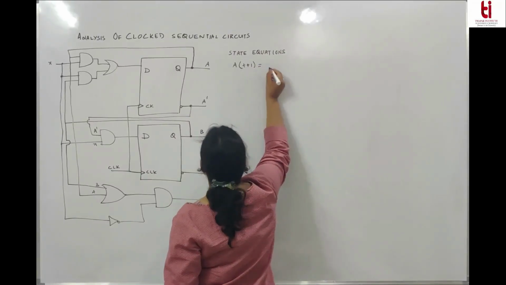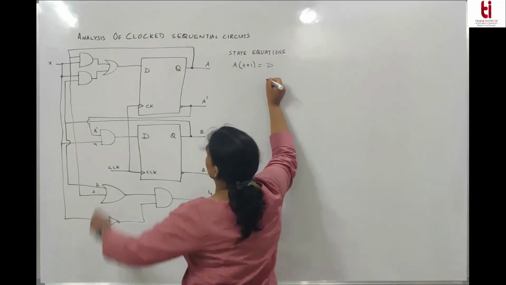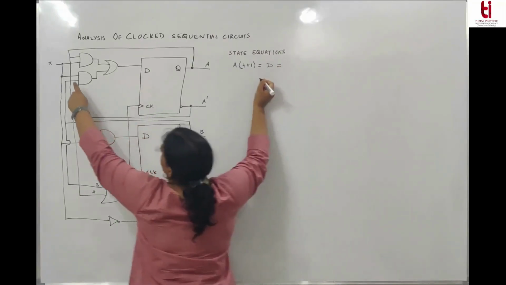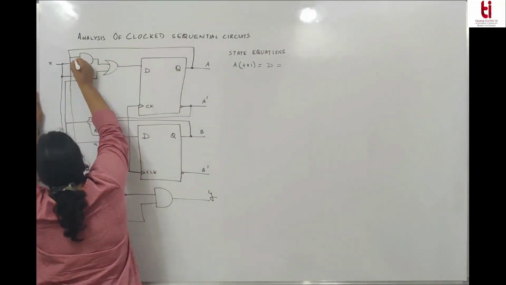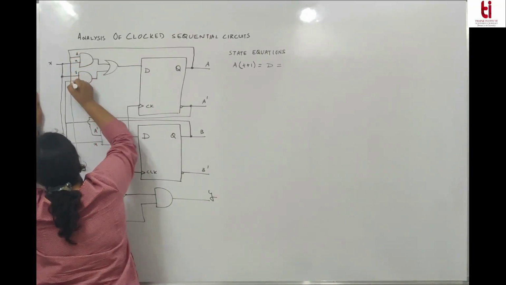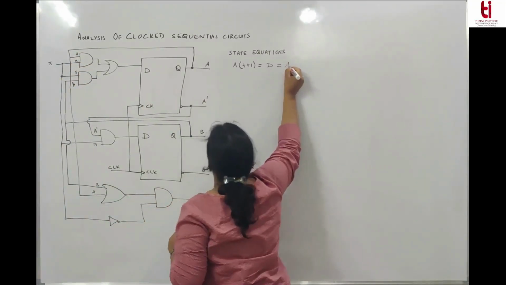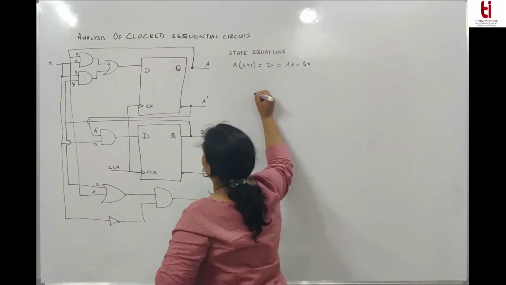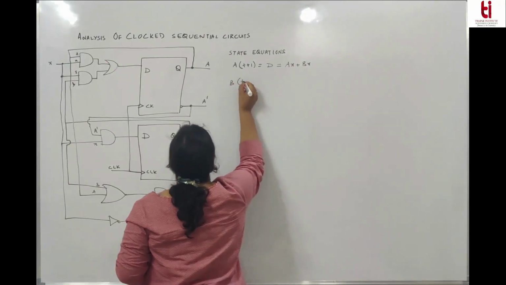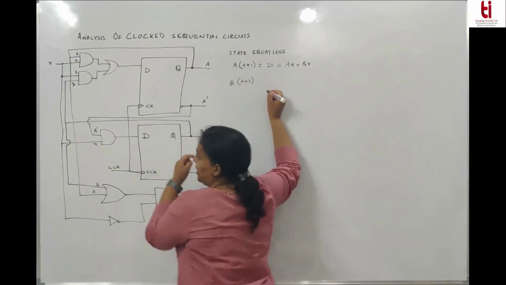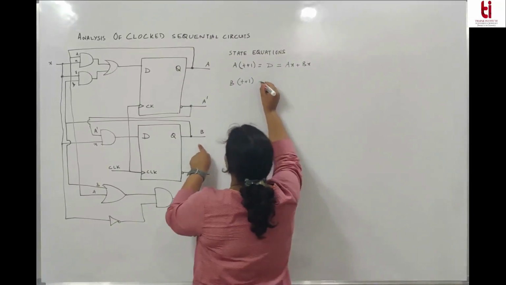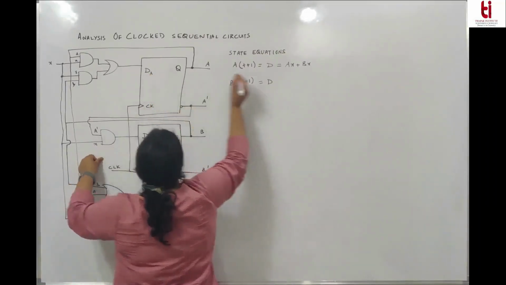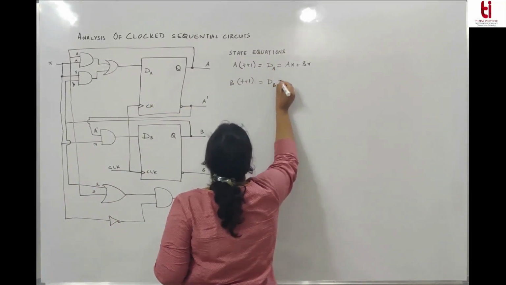What is A(t+1)? It is equal to D, this D. And what is this D? D is equal to X A X B. What is the next state equation of B? This is B. I can write this as DB, and this as DA. So this is DA, this is DB.